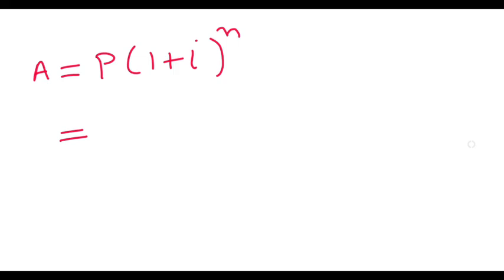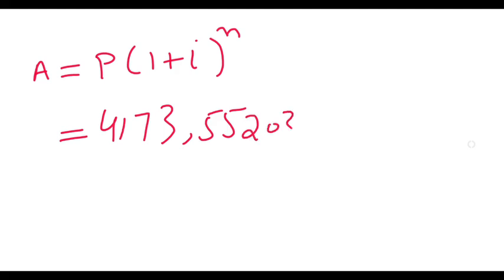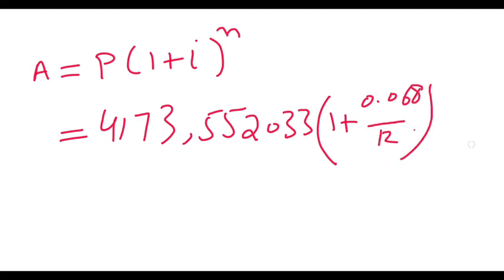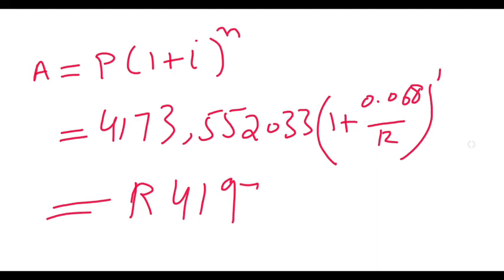So I'm going to substitute the values. This time it's going to be 4173.552033, which we found now. That will be our initial amount. Don't round off in this question. At the last you can round off. 1 plus the interest is going to be the same, 0.068 monthly over 12. Power is only 1, you don't need to write. I use my calculator and then my answer is 4197.20. So this is my final answer.